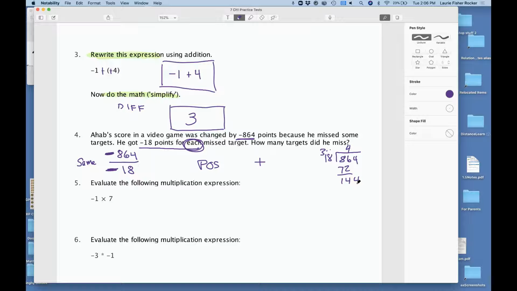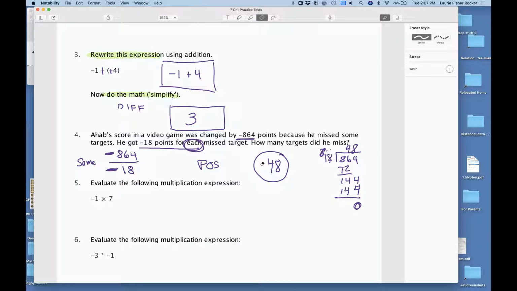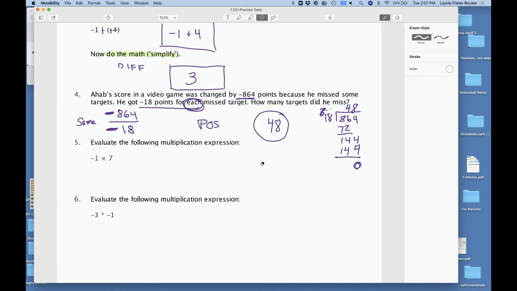So 18, if it was 9, it was going to be 72, which ends there. 8 is going to be 64. Okay, so 8 times 8 is 64. Carry the 6. 8 times 1 is 8, plus 6 is 14. So there we have it. Okay, so 48. So it's plus 48. So that's how many targets he missed. It's 48 targets. And it's not negative, it's positive. So positive 48.